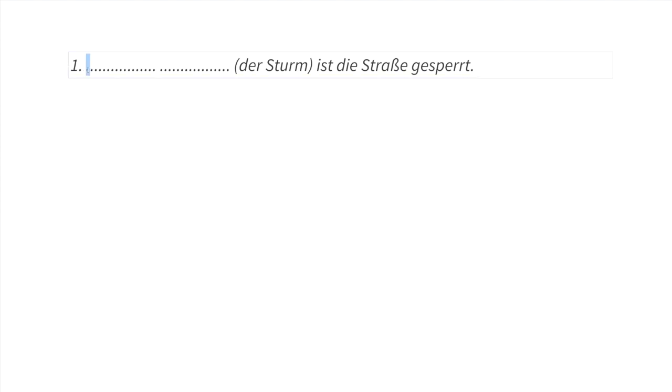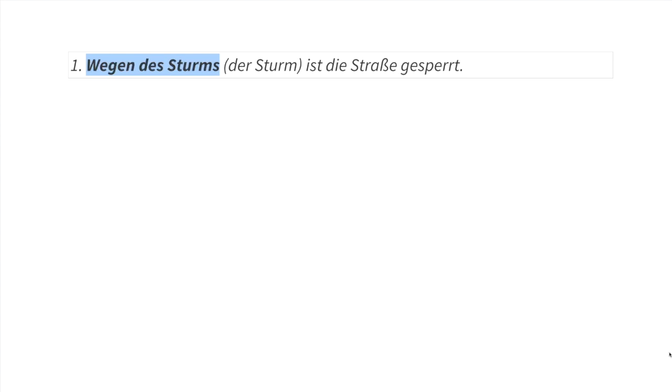Number 1. Ja? Der Sturm ist die Straße gesperrt. I would say wegen, because of des Sturms. Because of the storm, the streets are blocked. Wegen des Sturms ist die Straße gesperrt.